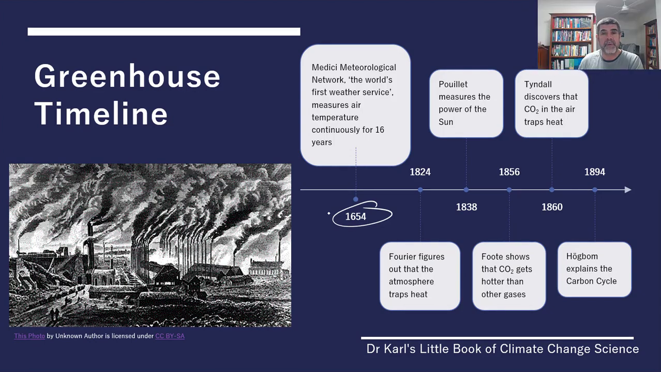As we move forward, we push through that Industrial Revolution and we get through into the 19th century. And we see now that we've got scientists that are actually starting to make the link between levels of carbon dioxide and the fact that the atmosphere traps heat. So you can see a nice little cycle here, which is culminating in Högbom's explanation of the carbon cycle.